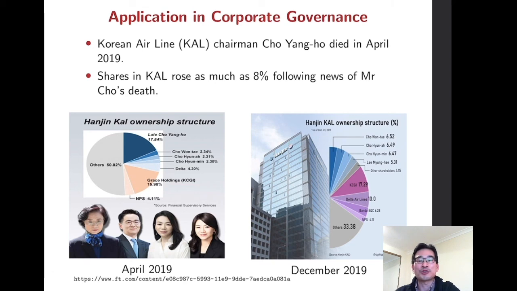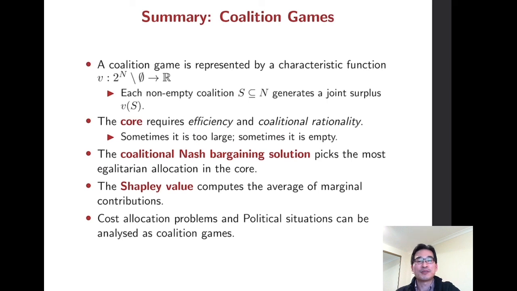And another application is in corporate governance. So for instance, in 2019, the Korean Air chairman died, but after that, the share price of Korean Air rose as much as 8%. So why did this happen? One can analyze this based on the power index. After losing this key player, the other players are going to fight each other to form a winning coalition. So they wanted to attract other shares very aggressively.